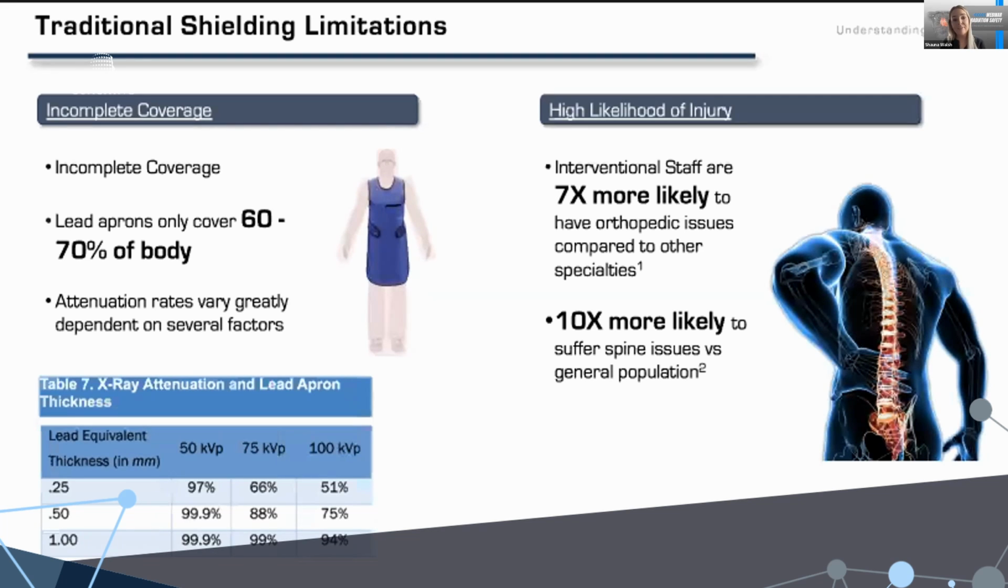And there's a high likelihood of injury. Interventional staff have a 7-fold increase in orthopedic issues compared to other specialties, and a 10-fold increase in spinal issues compared to the general population.